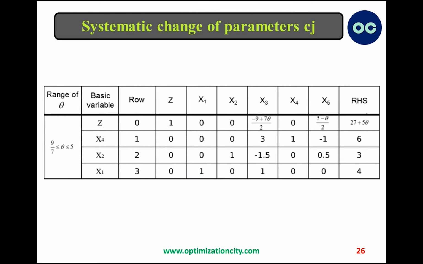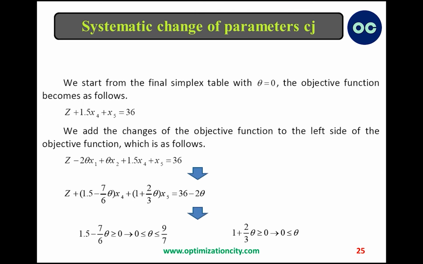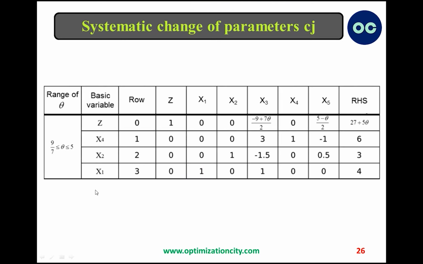Hence, if theta becomes greater than 9/7, we select x4 as an incoming basic variable because it has a negative coefficient in the objective function. And a new optimal solution is obtained using the primal simplex method. The new simplex table with x4 entering the base and x3 leaving the base based on the ratio test is as follows.